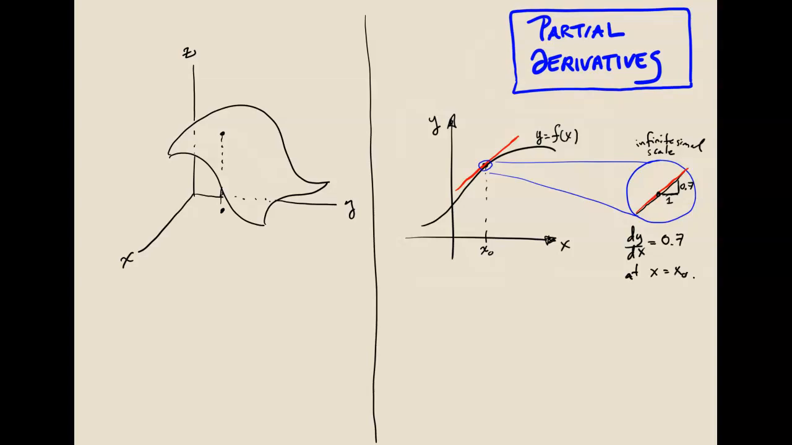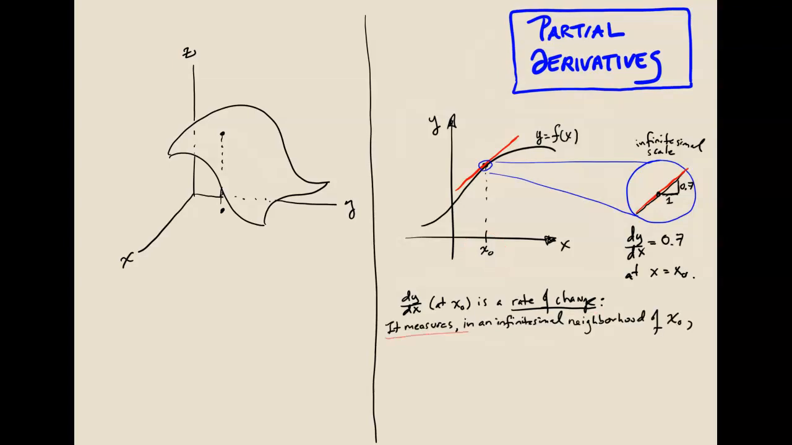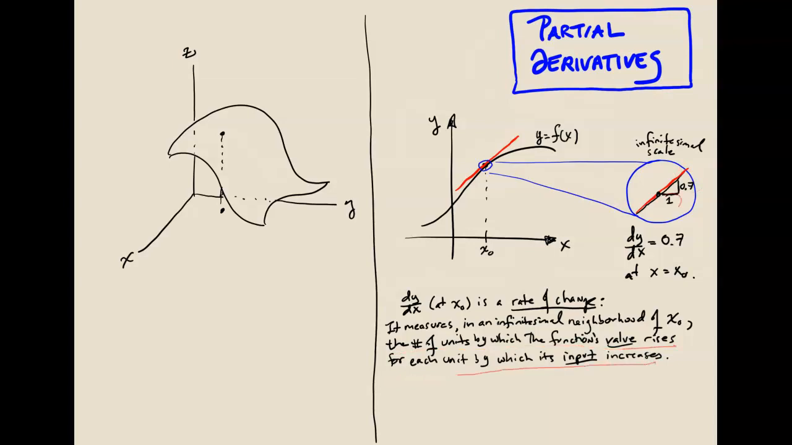And even if we're not thinking graphically, we can always recognize this derivative as a rate of change, or a local magnifier, as I described it a couple of lectures ago. And we might write something like this. dy/dx at x naught, at any given point in the domain, is a rate of change, meaning that it measures in an infinitesimal neighborhood of x naught the number of units by which the function's value rises for each unit by which its input increases.